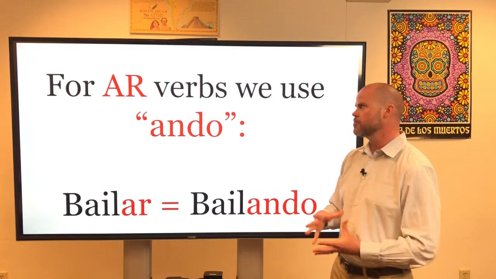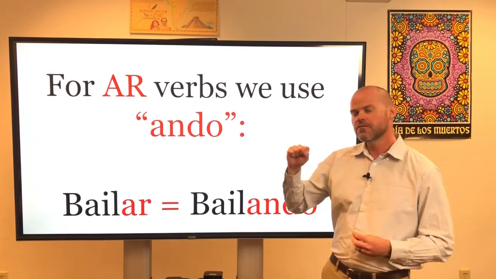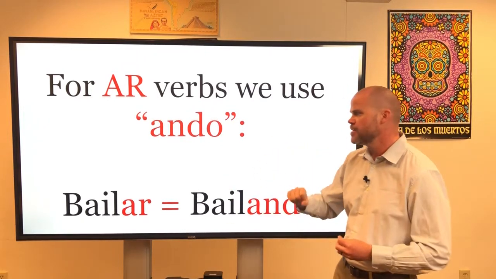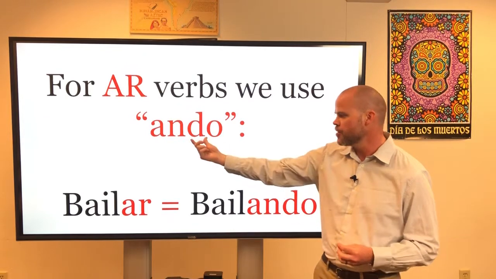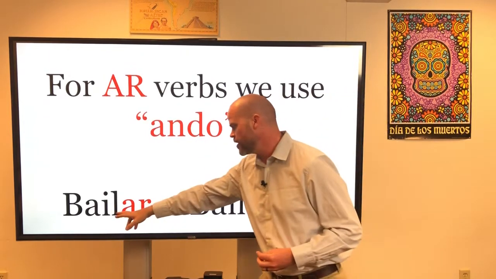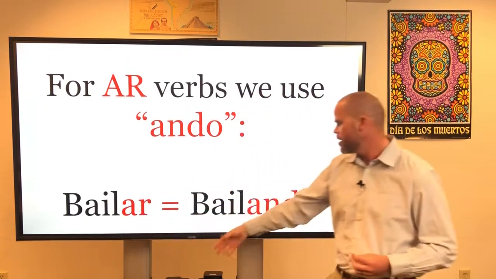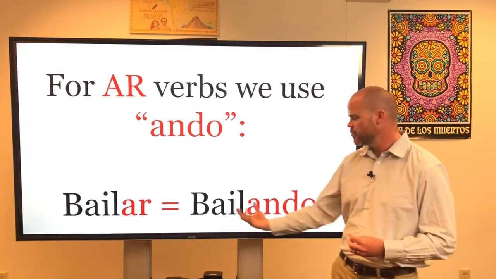Starting with AR verbs. To form the present participle of an AR verb, we take off the AR from the infinitive and we add -ando. So for example, bailar means to dance. We take off the AR and we add -ando to get bailando, which means dancing.